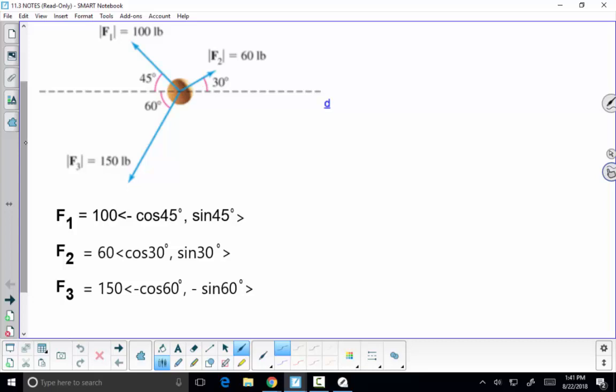Force 2, we know that it has a magnitude of 60. So we're going to scale a unit vector to generate a component form for that vector. 60, okay, that angle's at 30 degrees. Cosine 30, sine 30 is the unit vector that points at 30 degrees. Force 3, that's way over here. So, 2 choices. You could do cosine and sine of what angle?